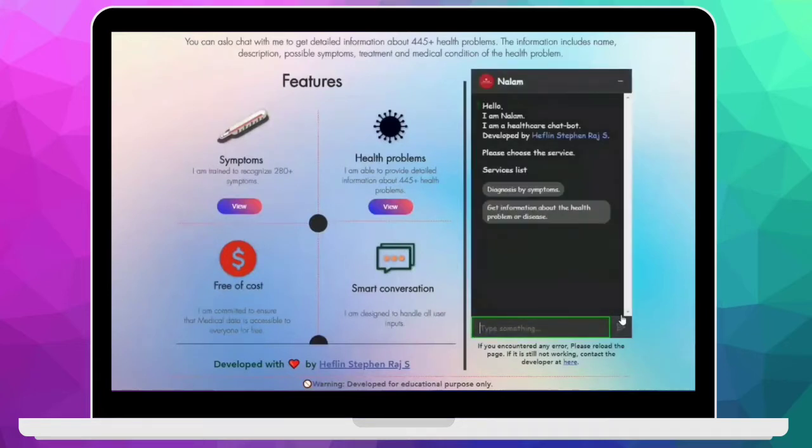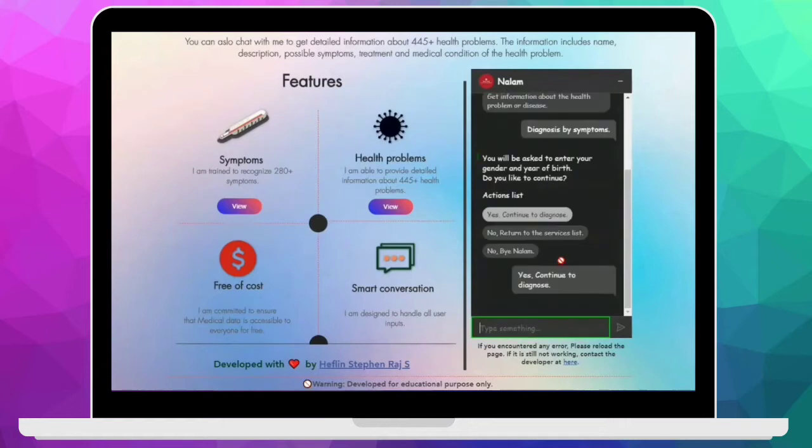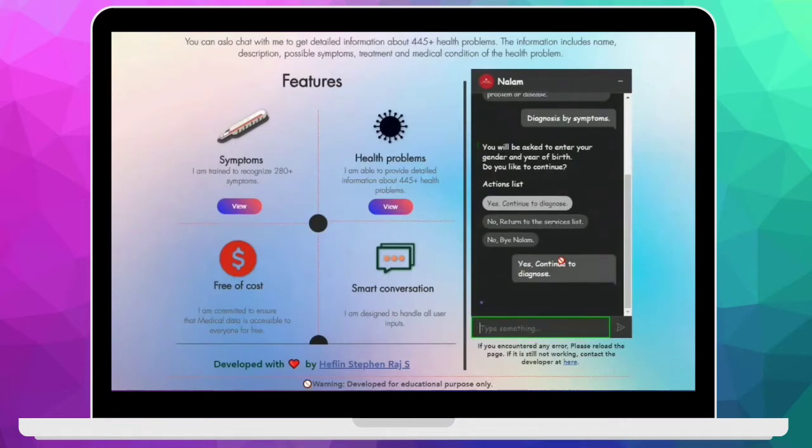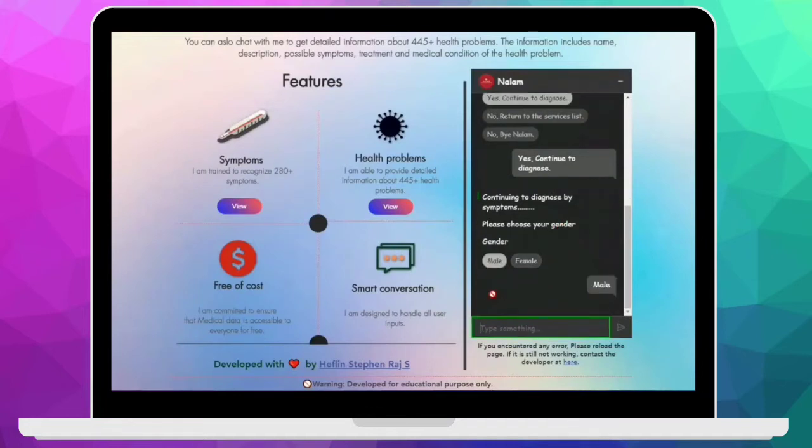You can ask Nalam to make a diagnosis by symptoms or to get detailed information about a health problem. Now I am going to choose diagnose by symptoms. Later I will show you how to get detailed information about the health problem. As soon as you choose diagnose by symptoms, you will be asked to enter your gender and year of birth.